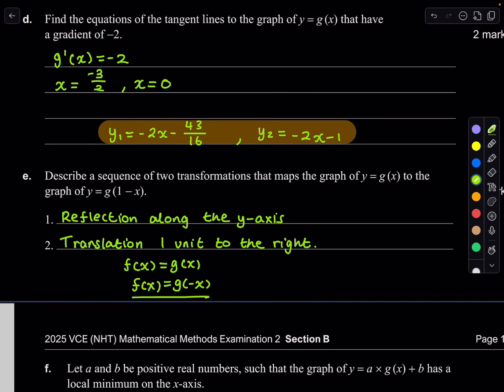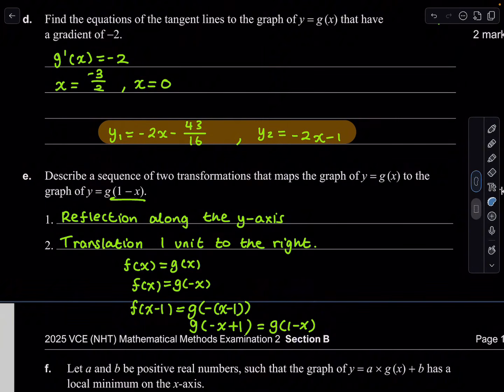But this is the first part. Look, that's the tick. We have that negative x. And then the next one is translation 1 unit to right. You would write that as f of x minus 1. So imagine subbing that into that x. So it'll be negative x minus 1. Simplifying it, it'll be negative x plus 1, which is the same as 1 minus x. You can write that as g of 1 minus x. Same thing, basically. So we can 100% testify that it is correct.